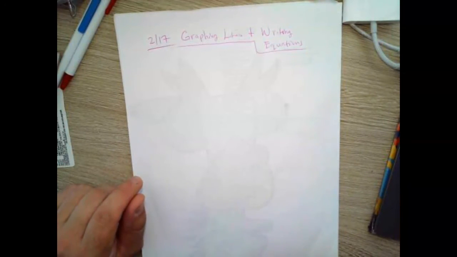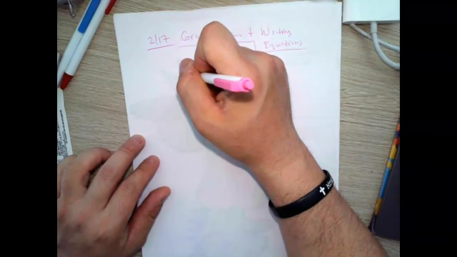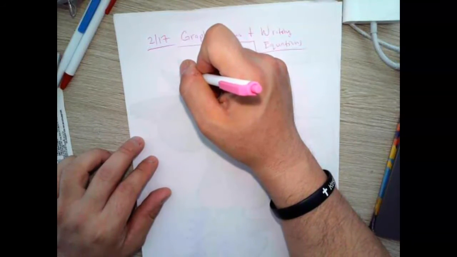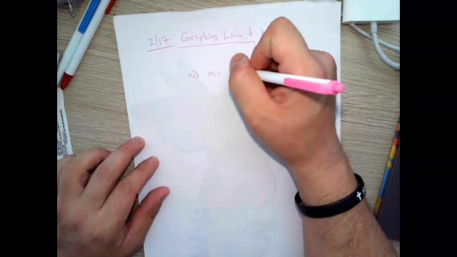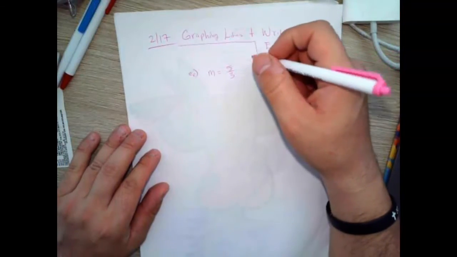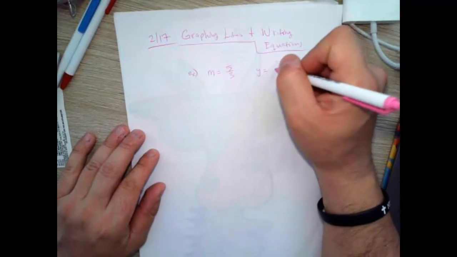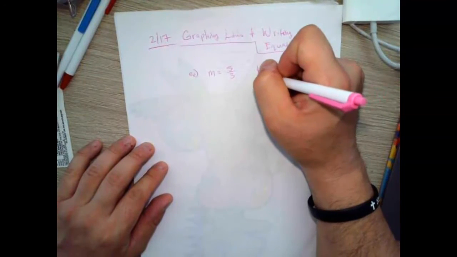Hey guys, so this is just a quick little review of graphing lines and writing their equations. Writing the equation of a line would be real easy if you had the slope and the y-intercept. Like if you just had the slope, whatever it is, 5/3, just made that up, and the y-intercept, let's say it's 4. The y-intercept is b, sorry about that.